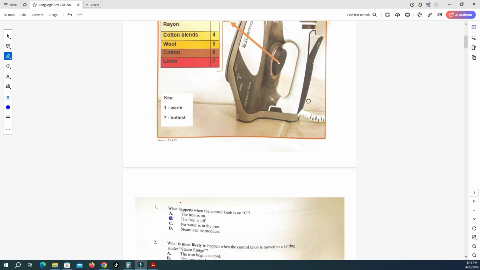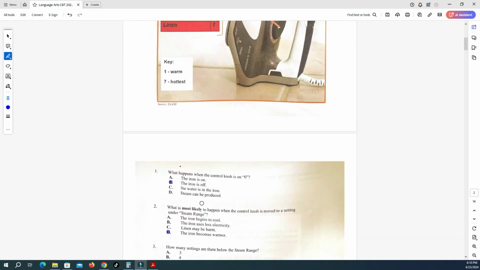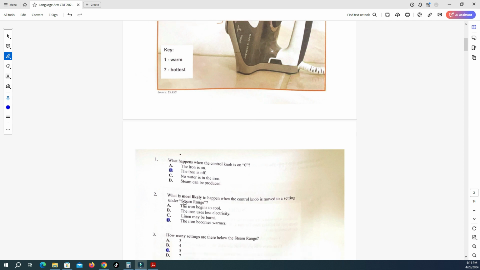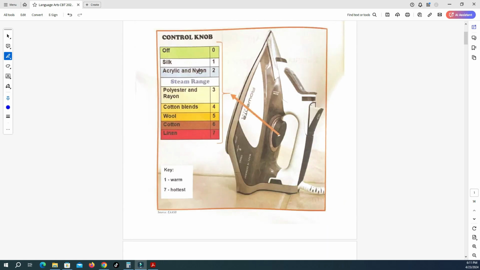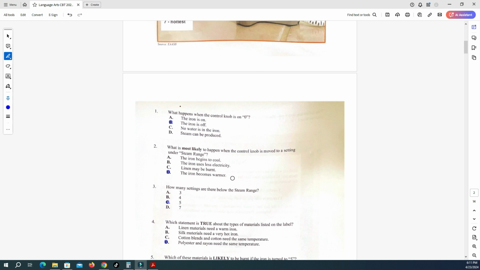Question 1, what happens when the control knob is on 0? I select the iron is off because I see off right here, so the iron must be off. For 2, what is most likely to happen when the control knob is moved to a setting under steam range? I looked at this iron, and if you realize, the more it goes into the steam range, the hotter it is. This is the temperature here. It started at 0, then 1 is silk, acrylic and nylon, 2. So I chose that the iron becomes warmer.